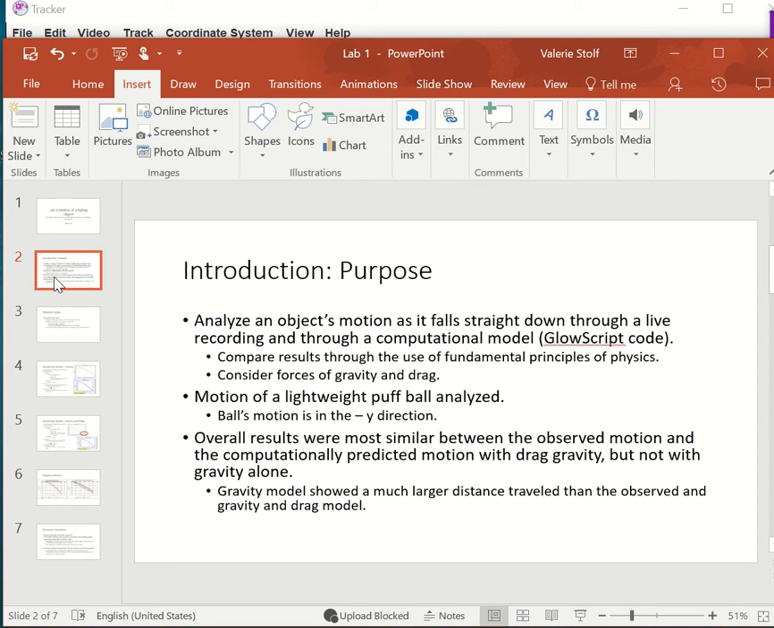To build on the principles from Lab 1, I added the drag force, which is the force from the atmosphere, in addition to Newton's second law. Overall, my results showed that the computational model I used that accounted for the drag force was much more consistent with the observed motion than the model with just gravity. Furthermore, the gravity model calculated that a much larger distance was traveled during the 0.499 seconds than what was actually traveled.